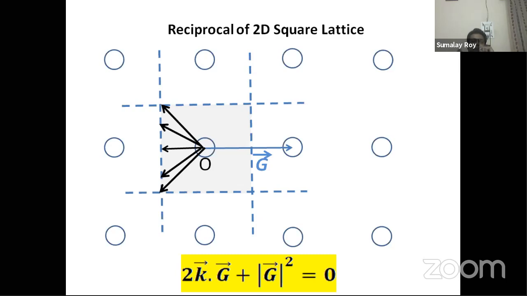Any vector which starts from the origin and ends up at the boundary will satisfy it. But if any vector starts from the origin and doesn't end up at the boundary, it will not satisfy. The component will then not be half G. It will be less than that.